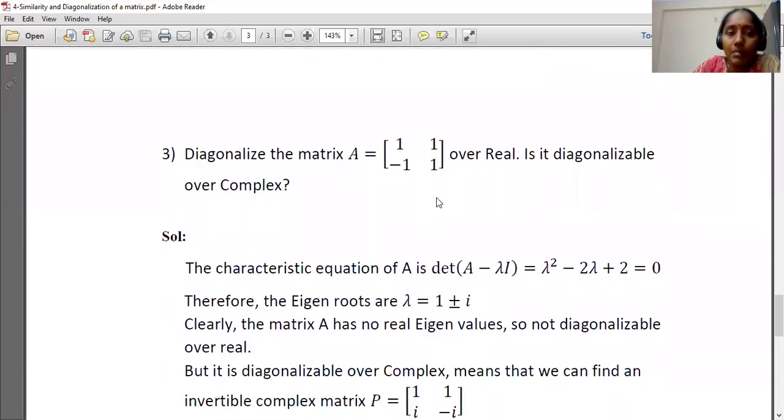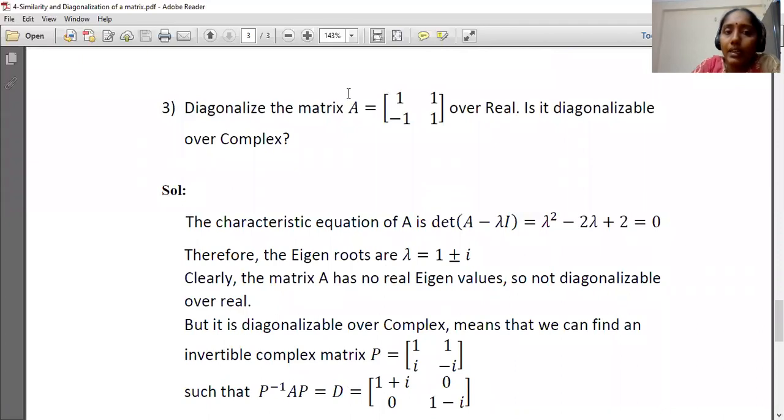Now we go to the next example. Diagonalize the matrix A with rows 1, 1 and minus 1, 1 over real. Is it diagonalizable over complex? Now, as usual, first find the characteristic equation, eigenvalues or eigenroots, and then eigenvectors. You find the characteristic equation, determinant of A minus lambda I, that is lambda square minus 2 lambda plus 2 equal to 0. Eigenroots are 1 plus i and 1 minus i.